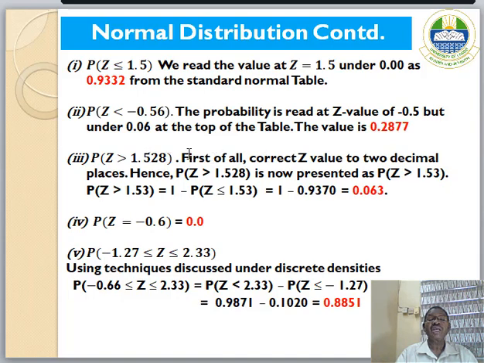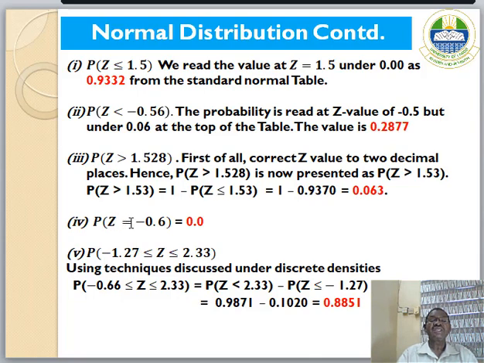First of all, round this value to two decimal places, which is now 1.53. Now, the probability that Z is greater than 1.53. Remember what we did under the binomial and Poisson. This is equal to 1 minus the probability that Z is less than 1.53. So the value of Z under 1.5 under 3 is 0.937. So you then subtract that value from 1 and get the answer.